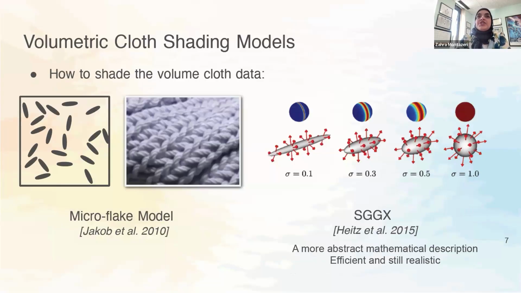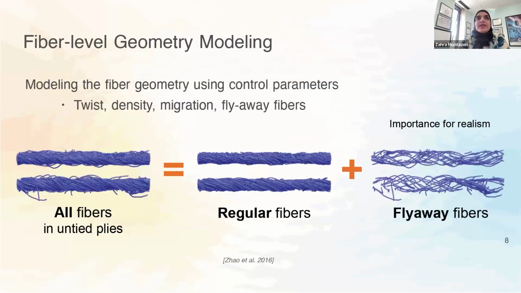And in terms of the shading part, so this was about the geometry part of the volumetric representation. For shading, there are two main models that people use. It's either the microflake model or the SGGX model. I don't want to talk about them in detail, but just a quick note about how we shade them.